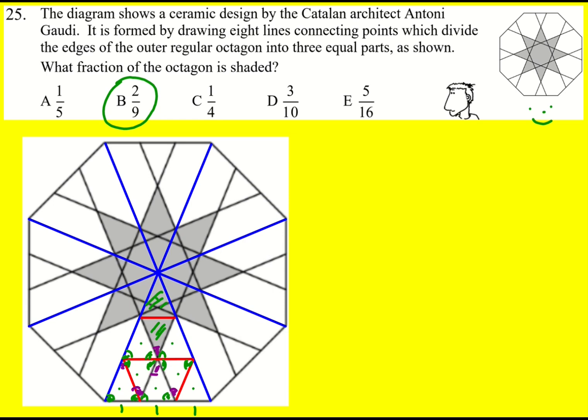I mean, this is something you should do if you're being extra careful, and if you're in like an Olympiad competition, you need to justify. You can't just say, "Hey, these are congruent." But using this line of reasoning, we can show that all 9 triangles are congruent, 2 are shaded, and therefore it's 2 over 9.